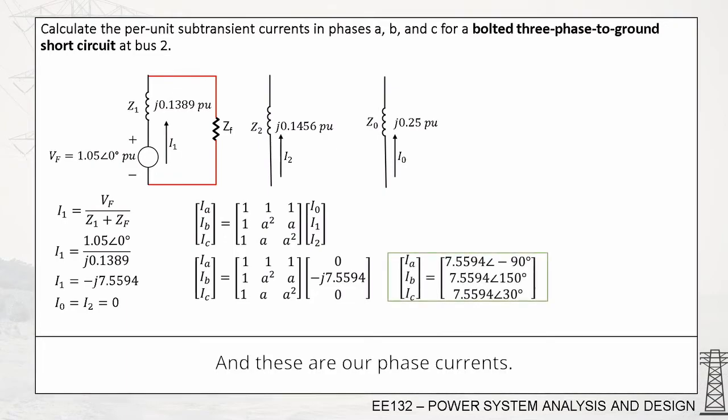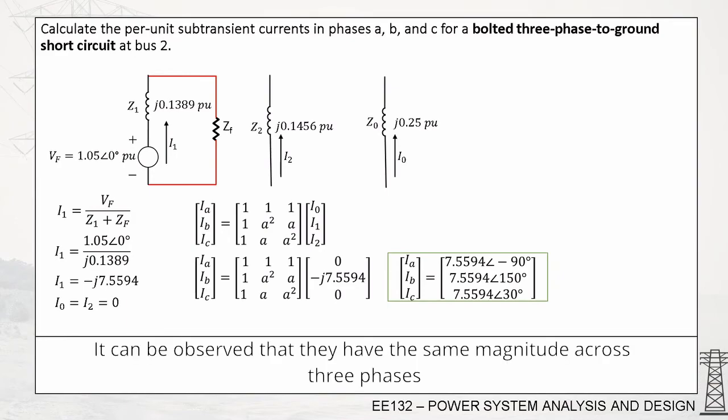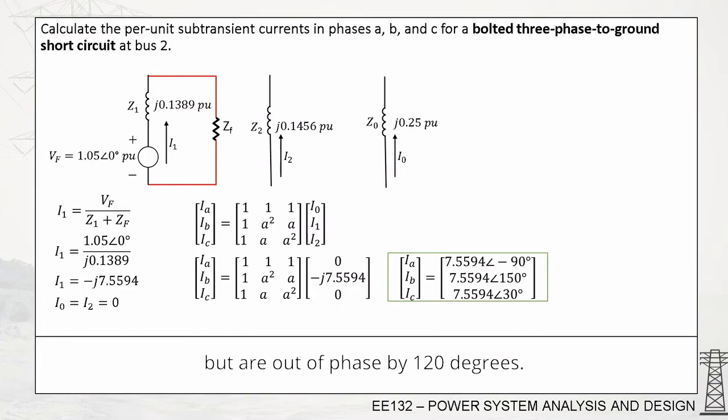And these are our phase currents. It can be observed that they have the same magnitude across three phases, but are out of phase by 120 degrees. And this is expected for a symmetrical fault. In our prior discussions, we're only solving for current at phase A since we can easily get the other two. But for unsymmetrical faults, with it having different currents per phase, then we need to determine all three phase currents.